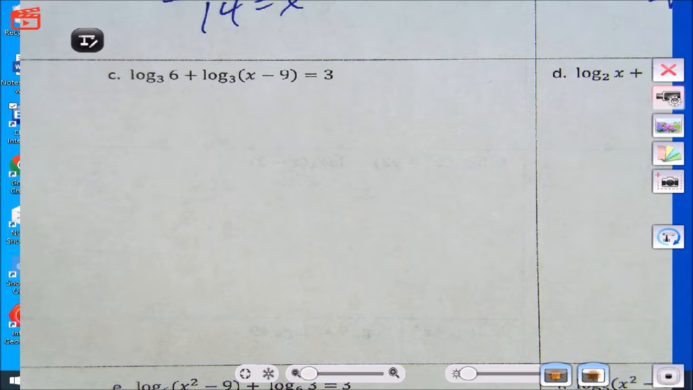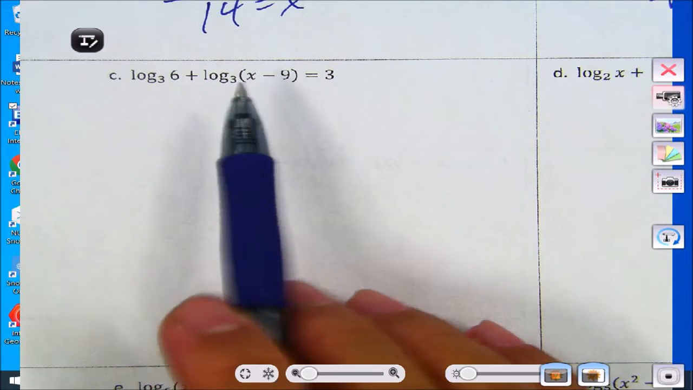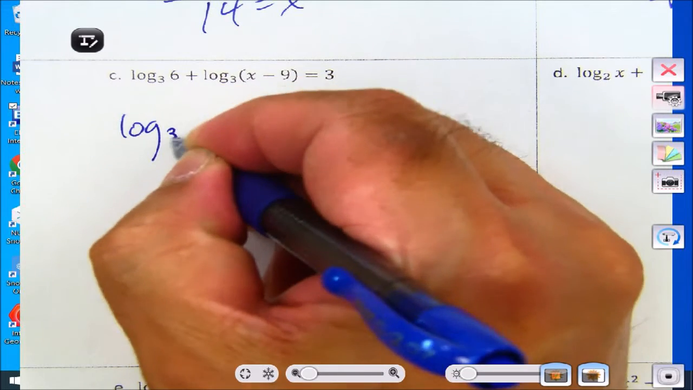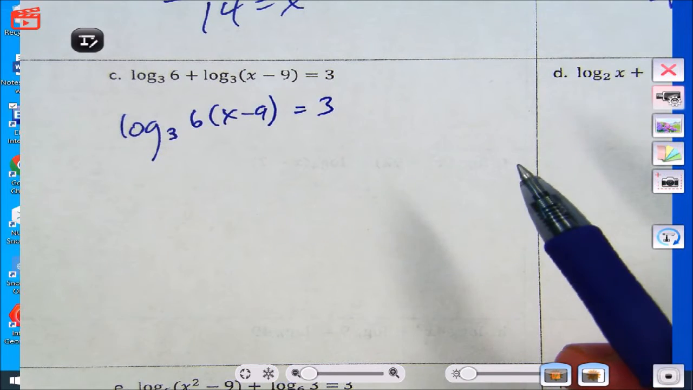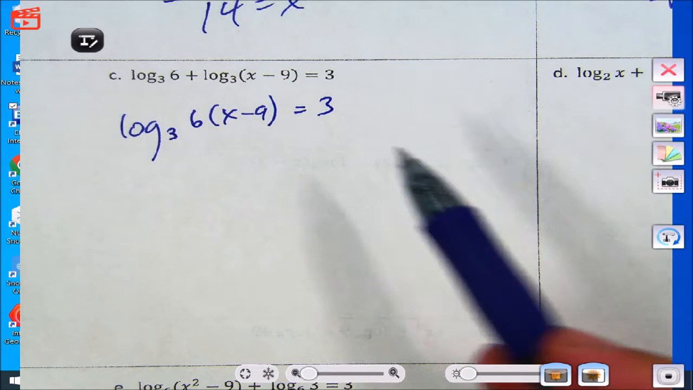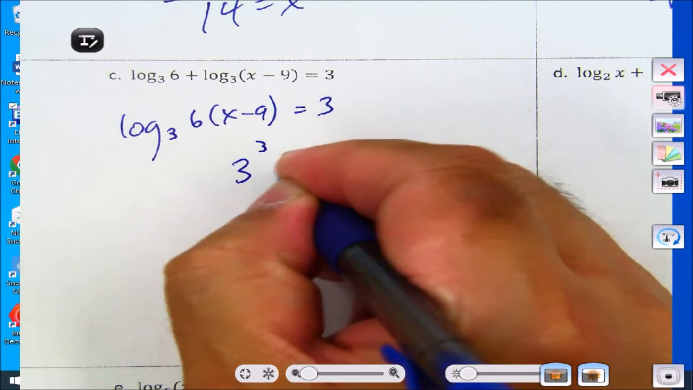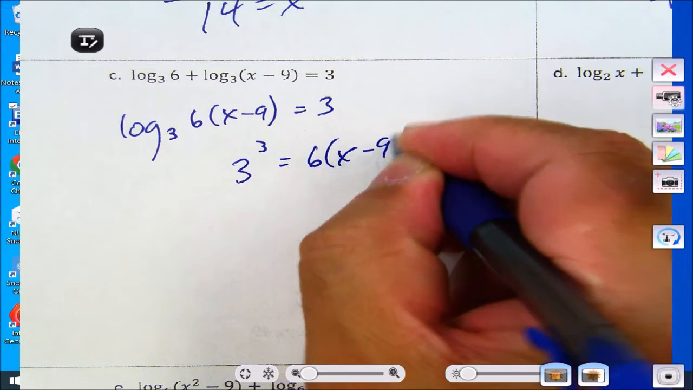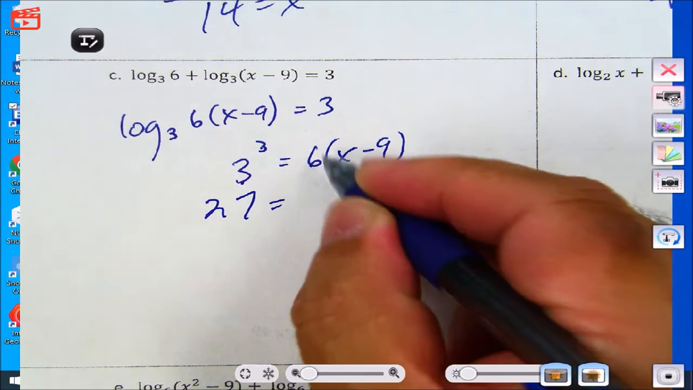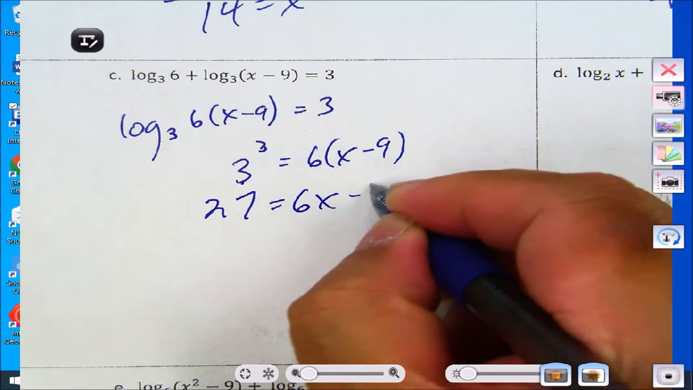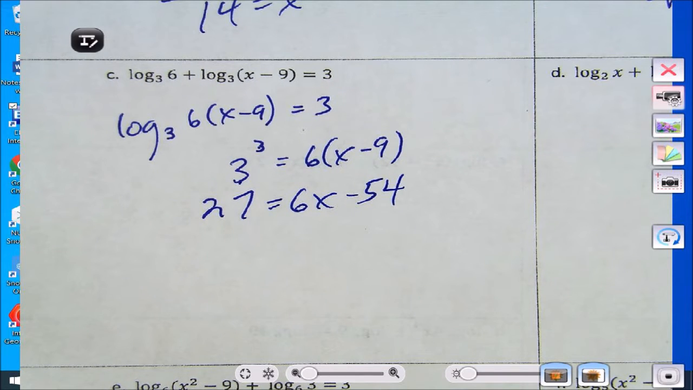Okay. So here, this is log base 3 of 6 plus. What does plus do to logs? Multiplication. Very good. So it's 6 times x minus 9. And then the definition of log says what? It's 3 to the third equals 6 times x minus 9. 3 to the third is 27. Distribute the 6. And I will pause while you catch up.